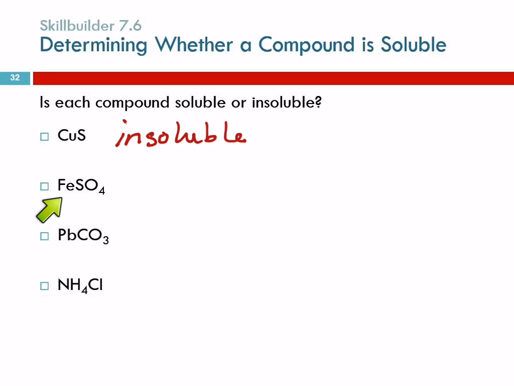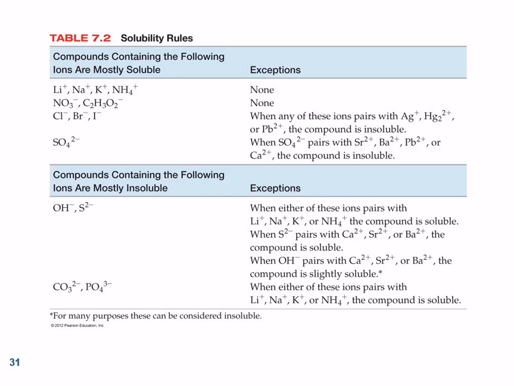How about iron 2 sulfate? Well, again, start at the top. We're looking for iron or sulfate. Oh, there's sulfate. Over here are the exceptions. Is iron one of the exceptions? No. Not an exception, so this sulfate compound is soluble.